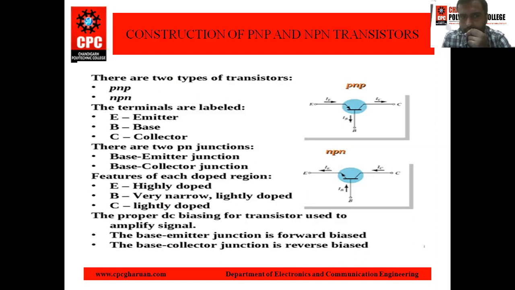Three terminals, that is emitter, base and collector, and two types of junction, that is base-emitter junction and base-collector junction. After that, doping level: emitter is heavily doped, base is lightly doped, and collector is medium doped. And the condition of the active region is base-emitter junction is forward biased and base-collector junction is reverse biased. This is the condition of forward bias.